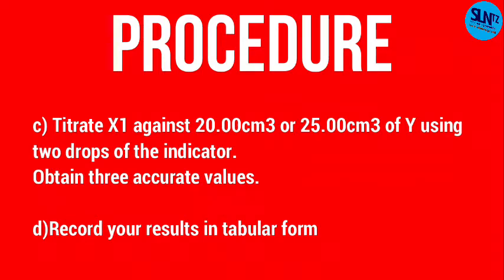Then titrate against either 20 ml or 25 ml of Y. This 20 or 25 depends on the pipette you have been provided. Titrate using 2 drops of indicator. Obtain 3 accurate values, so perform a pilot, then titration 1, 2 and 3. That is very important. And then record your results in tabular form. That is our data and our procedure for the experiment.